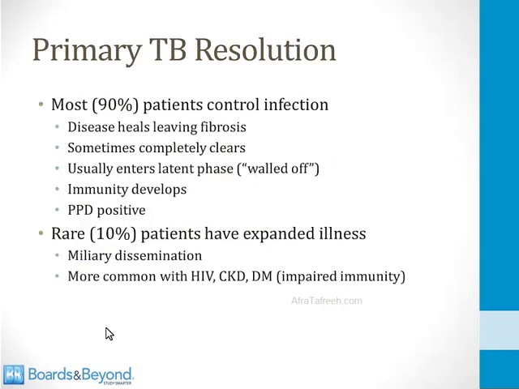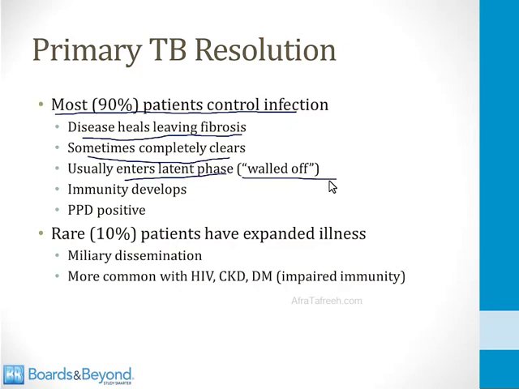So what happens when primary tuberculosis infection resolves? Well, most patients, about 90%, will control the infection and the disease will heal, leaving some fibrosis. Now, sometimes it completely clears, but often it enters a latent phase where it's walled off. So there's no active infection, but the patient could get sick later. We'll talk more about that in a few slides.